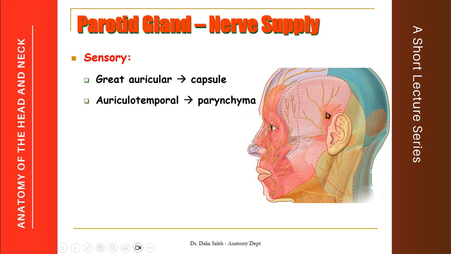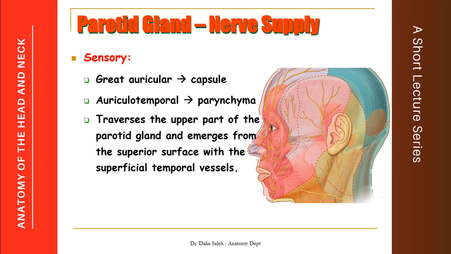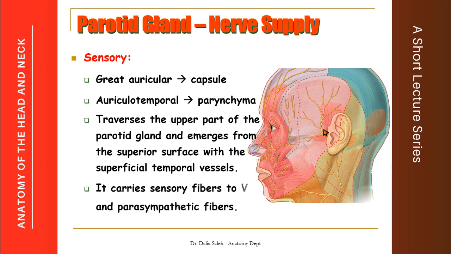The other nerve is the auriculotemporal nerve. We can see it here in front of the auricle at the side of the temple. It supplies the tissue of the parotid gland itself, or the parenchyma of the parotid gland. It traverses the upper part of the parotid gland and emerges from its superior surface along with the superficial temporal vessels. It carries sensory fibers from the parotid gland back to the trigeminal nerve, and also carries the parasympathetic secretomotor fibers or innervation to the parotid gland.